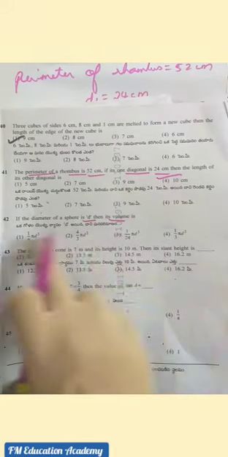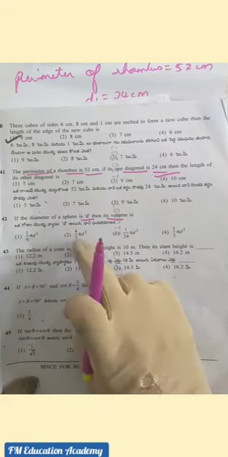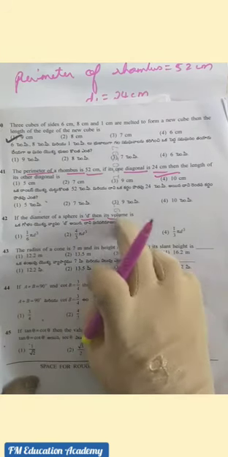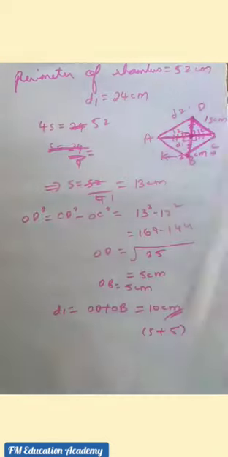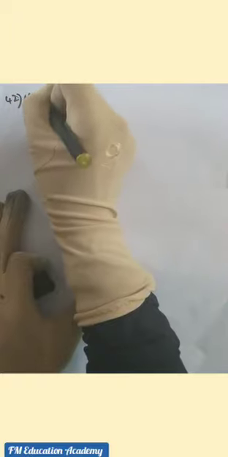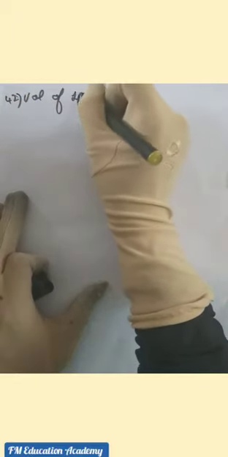42nd question. If the diameter of a sphere is D, then what is the volume of the sphere? In terms of diameter it is asking, and here it is not cancelling pi. So don't open pi, take the diameter D and then find out the volume of the sphere. Volume of sphere we know is nothing but 4 by 3 pi r cube.